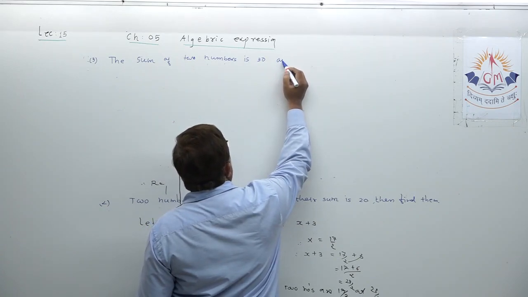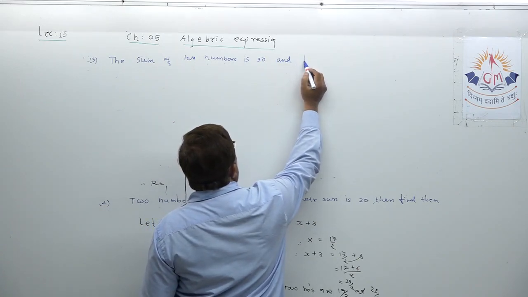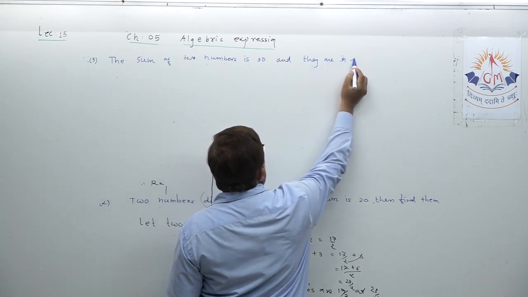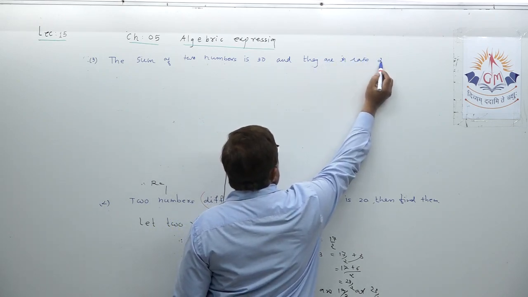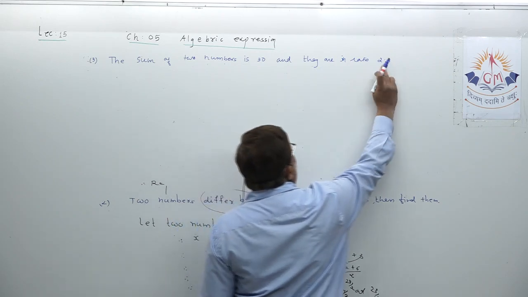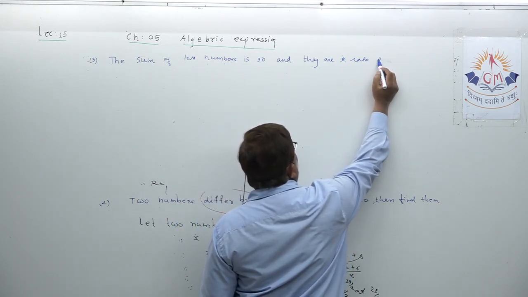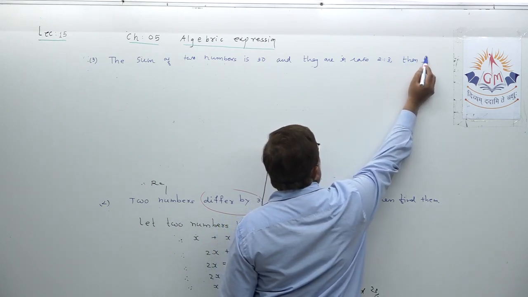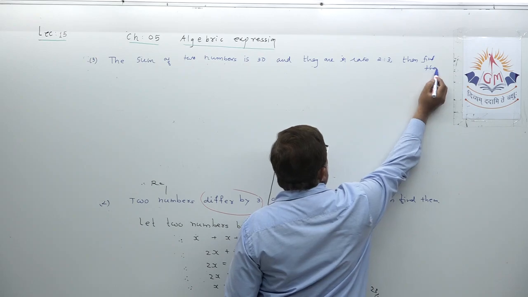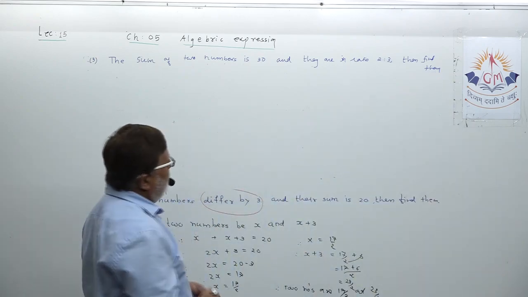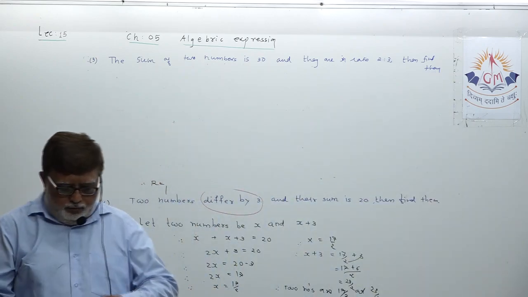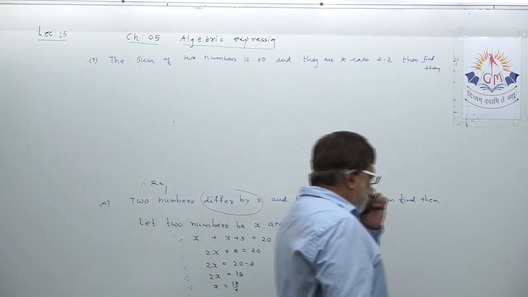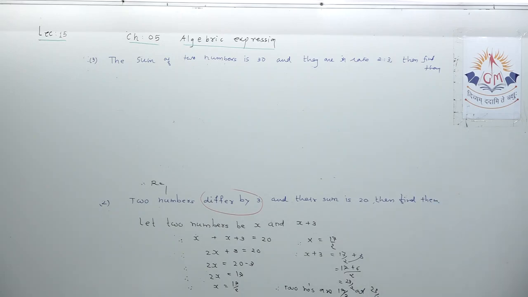and they are in ratio 2:3. This is the proportion given, 2:3. Then find them. We have to find those numbers. Please note down. Sum of two numbers has been given. What is that? The sum of two numbers is 30.